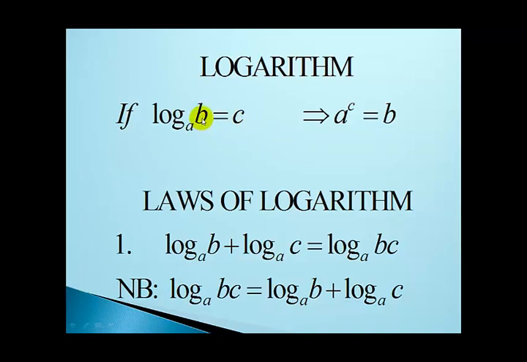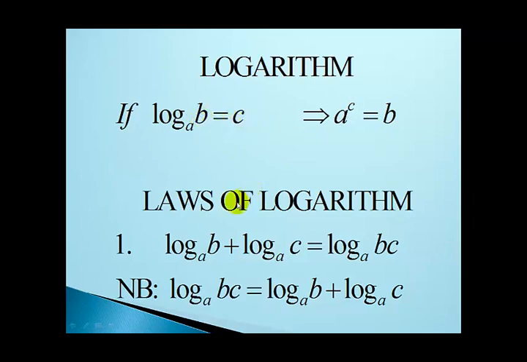If you want to do away with the log, a raised to the power, that is the base raised to the power c, is equal to b. And therefore, the log is nowhere to be found. So from the definition of logarithm, given log b to the base a equals c, a raised to the power c is equal to b.